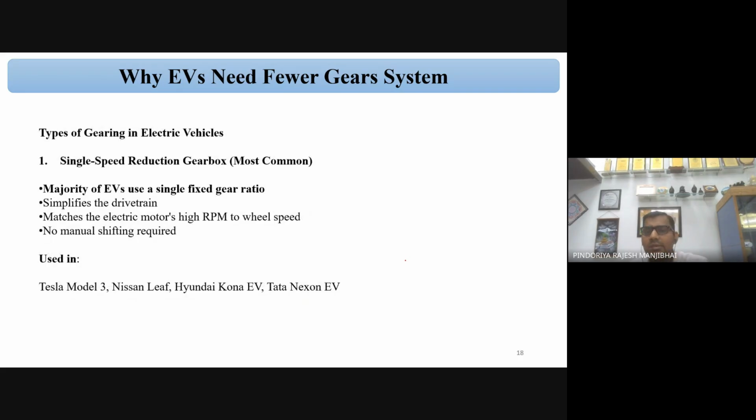Types of gear in electric vehicles: the single speed reduction gearbox. Most of the time we use single speed. The majority of EVs use a single speed gear ratio, which simplifies the drivetrain, with no manual shifting required. In which vehicles is the single speed reduction gear system used? Tesla Model 3, Nissan Leaf, Hyundai, and Tata Nexon. Many more companies use the single speed reduction gearbox, but here I mention only a few.